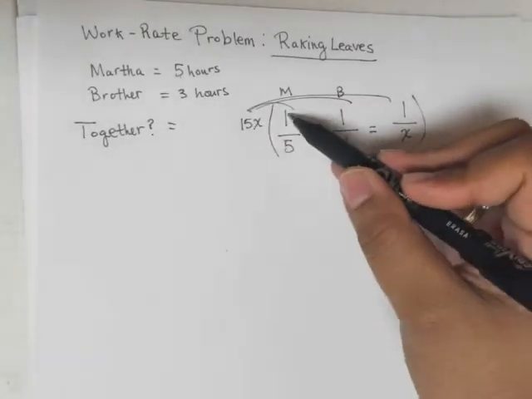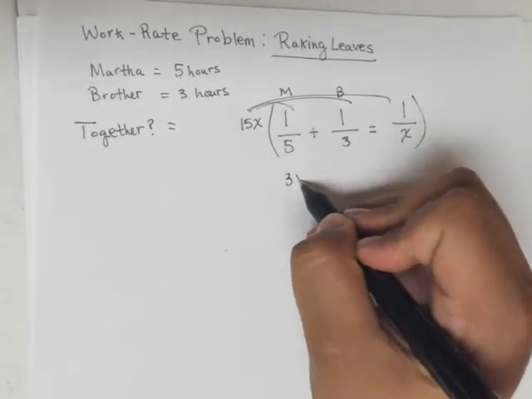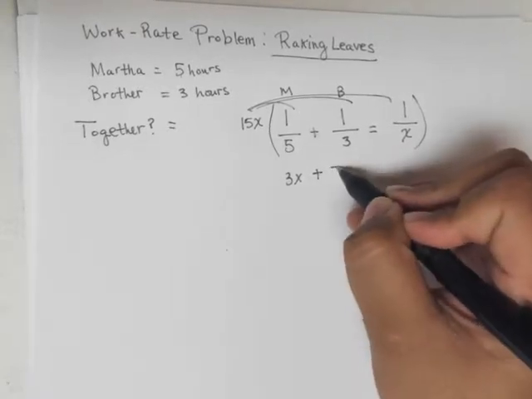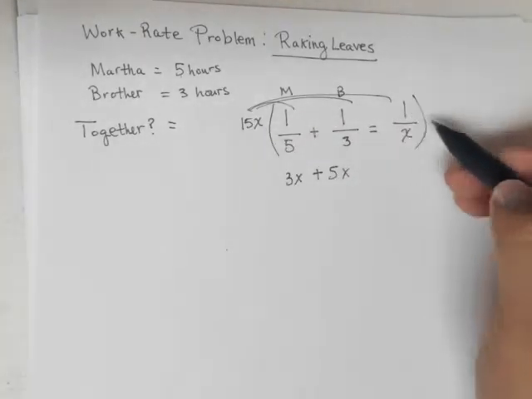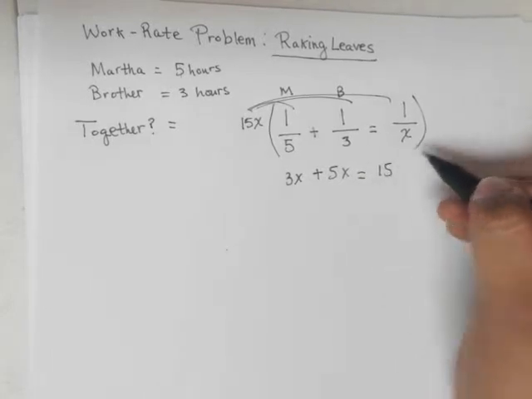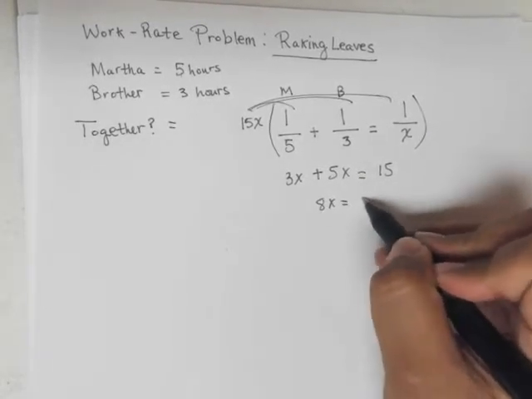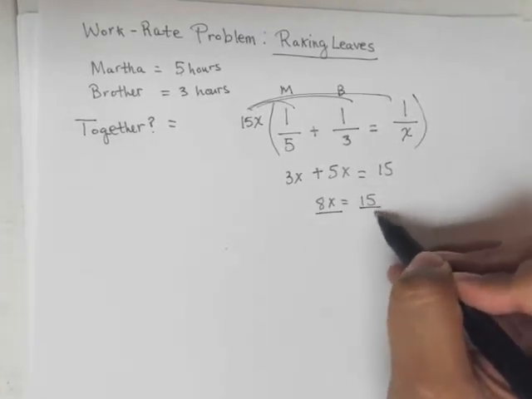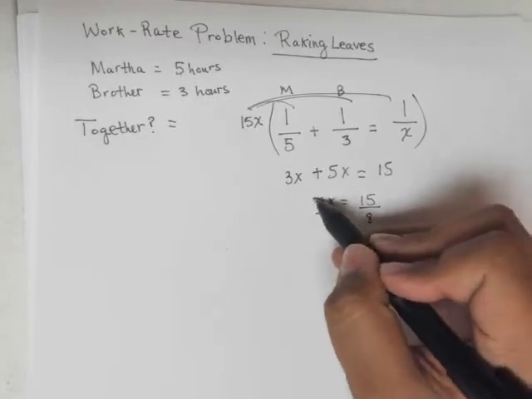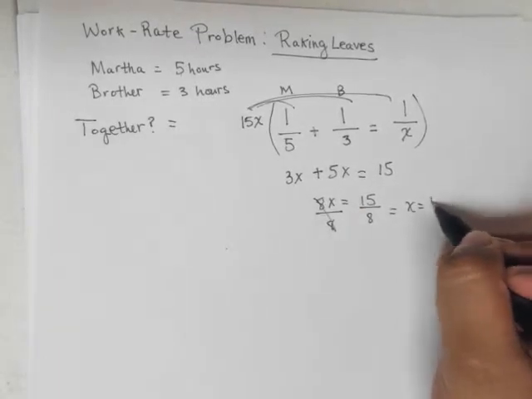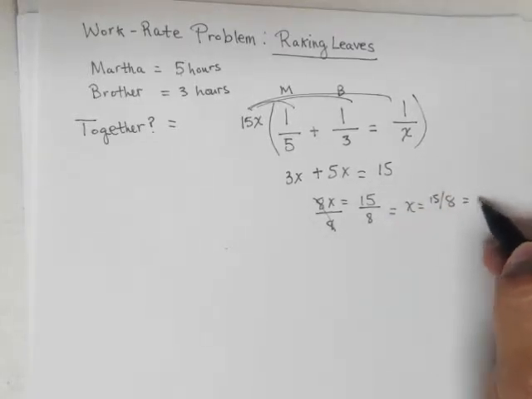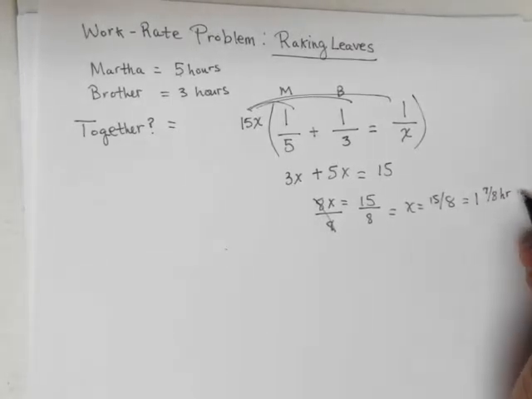15x divided by 5 is 3x. 15x divided by 3 is 5x. And 15x divided by x is 15. So we get 8x equals 15. And to finish up the question, what is x? It is 15 out of 8, which is exactly 1 7/8 of an hour.